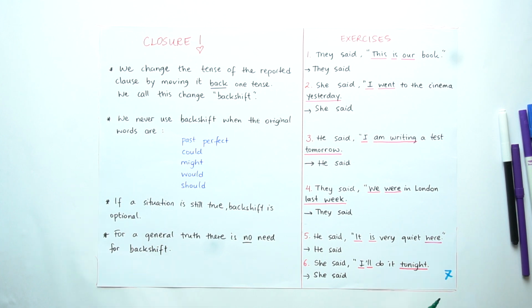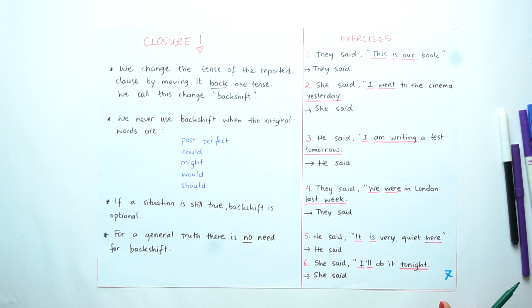Alright, this is the closure part. Let's remember what we learned in this lesson. First, we changed the tense of the reported clause by moving it back one tense, and remember this is called backshift. We never use backshift if our tense is past perfect, it remains the same, and we never use backshift when the original words are could, might, would, or should. If a situation is still true, backshift is optional. You can do it or not. And for a general truth, there is no need for backshift because it's always true.